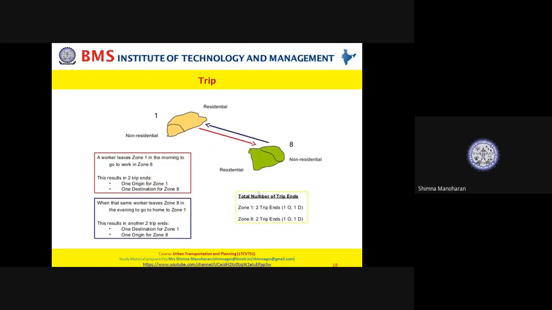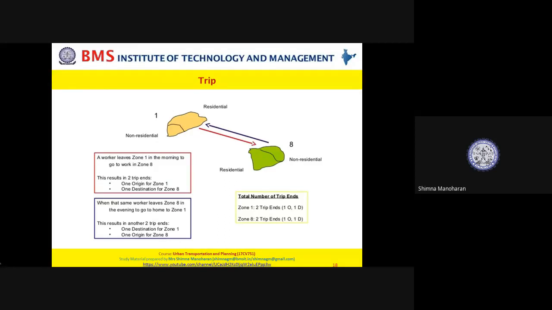So now again, yeah, here we see. This is a non-residential area and this is a residential area. So here the worker leaves zone 1 in the morning to go to work in zone 8. Okay, so the first trip, that means it is what? It's a residential to non-residential trip. If we take from zone 1 to zone 8, origin is zone 1 and destination is zone 8. Now the person travels from zone 8 to zone 1. So here this is the origin and destination will be what? Destination will be zone 1.